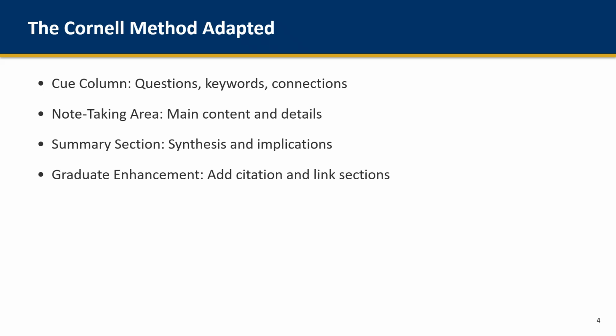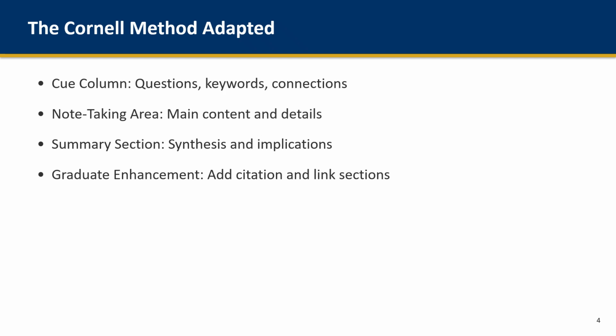For graduate-level application, I recommend enhancing this classic format with 2 additions. First, add a citation section at the top of each page that includes full bibliographic information and the specific page numbers for any quotes or key ideas. This saves enormous time when you later need to properly cite sources in your writing.